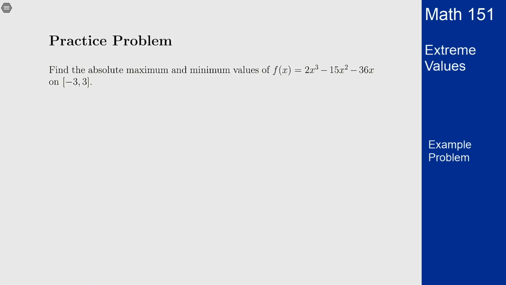In this example, we want to find the absolute max and minimum values of the function f of x is 2x cubed minus 15x squared minus 36x on the interval from minus 3 to 3. So to do this, we first need to look for the critical points of this function.